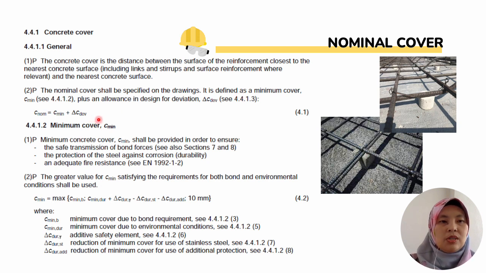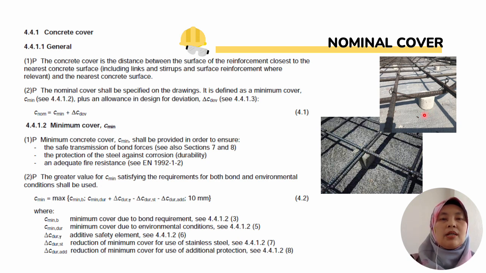So this is the equation that I've mentioned in the previous slide. We are going to determine the C minimum based on this equation 4.2, whereas C minimum is the maximum between the C minimum bond, C minimum durability, as well as this minimum value of 10 millimeters. We are also going to consider the fire resistance requirement. What we can see from this figure here is the spacer block that can be provided on site in order to provide this cover.